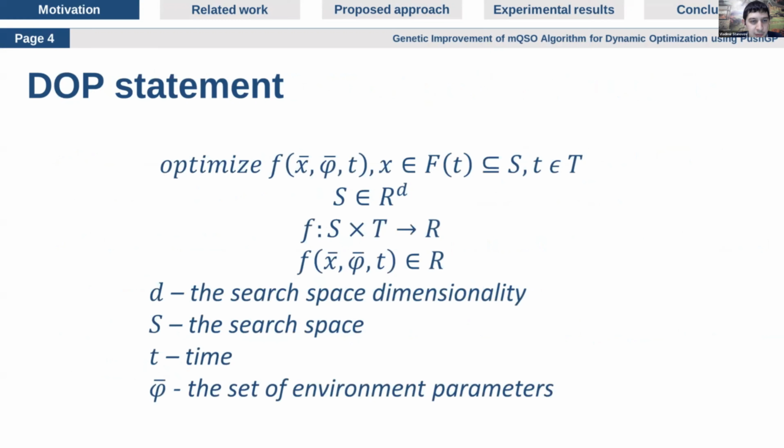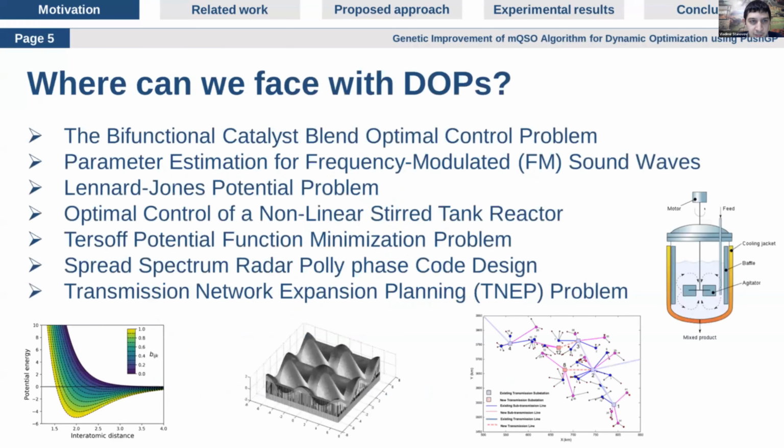So this is how we can state the dynamic optimization problem. So we have our function, which depends on the search space dimensionality, search space itself, time, and some set of environment parameters. So these are the values that change how the function performs.